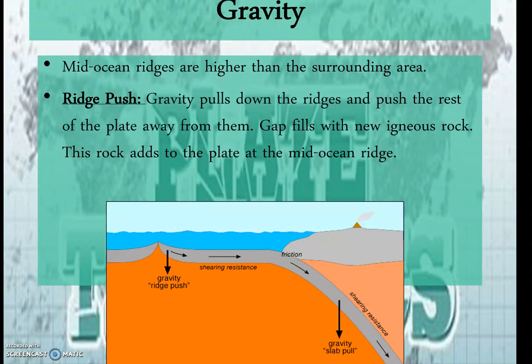So the second thing that causes these plates to move is gravity. Gravity causes two things, ridge push and slab pull, which we're going to talk about. The mid-ocean ridges that we talked about a minute ago are higher than the surrounding area. Gravity wants to push things towards the middle of the Earth. That's why we're stuck on the Earth, because gravity is trying to push us towards the middle. So gravity pulls down on this mid-ocean ridge right here, and that pushes the slab down away from the mid-ocean ridge. As we talked about a minute ago, the gap right here gets filled with magma, which cools and becomes brand new oceanic crust.